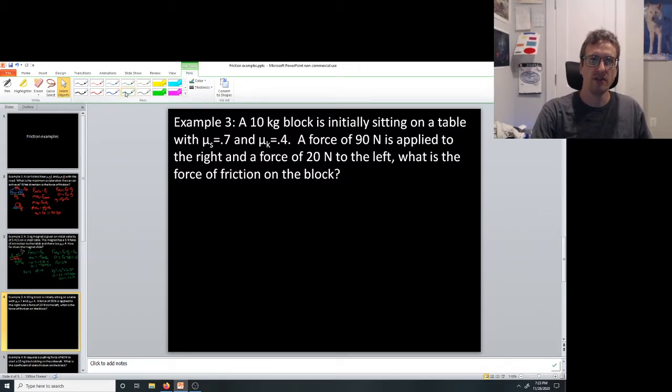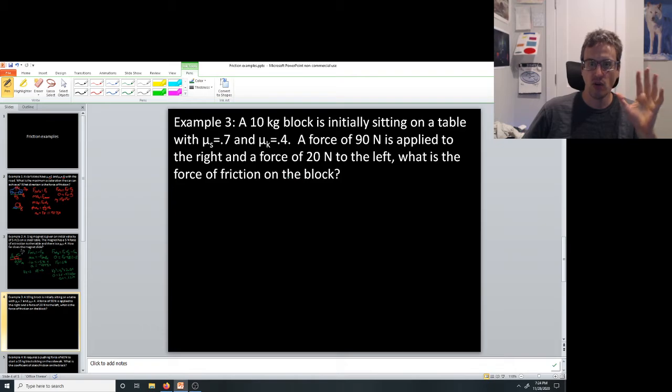Okay, so we've got a 10 kilogram block. It's got coefficient of static friction 0.7 and kinetic friction 0.4. We got two forces, 90 newtons to the right and 20 newtons to the left. I want to know what is the force of friction on the block. Now, unlike the previous two problems, I don't actually know whether this block is going to slide or not.